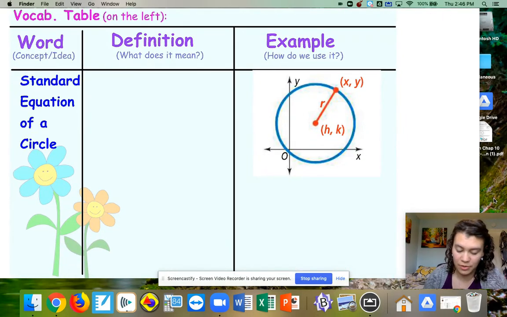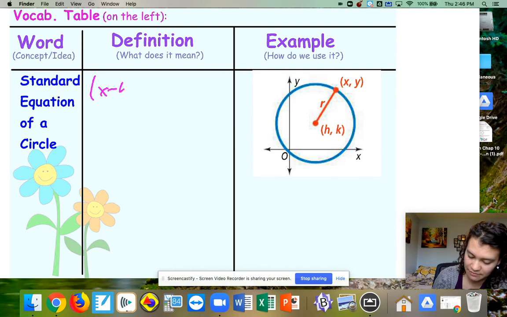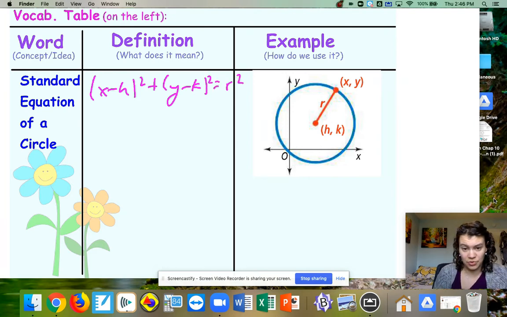So the standard equation of a circle is as follows. It's going to be (x minus h) squared plus (y minus k) squared all equals the radius squared. So what do all those different things mean?